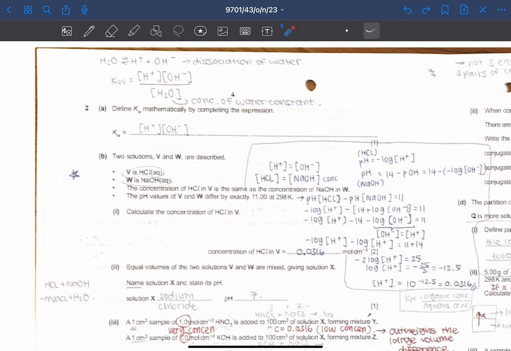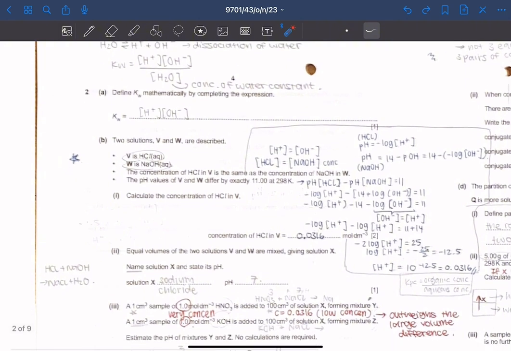Next question, question number 2. A. Define Kw mathematically by completing the expression. Kw is the equilibrium constant for water. From the dissociation of water, we know that H2O dissociates to form H plus and OH minus. In an equation, Kw is equal to products over reactants, so H plus and OH minus over H2O. Because the concentration of water is always constant, it is ignored, and the final expression would be Kw equals [H plus] [OH minus], with power of 1.